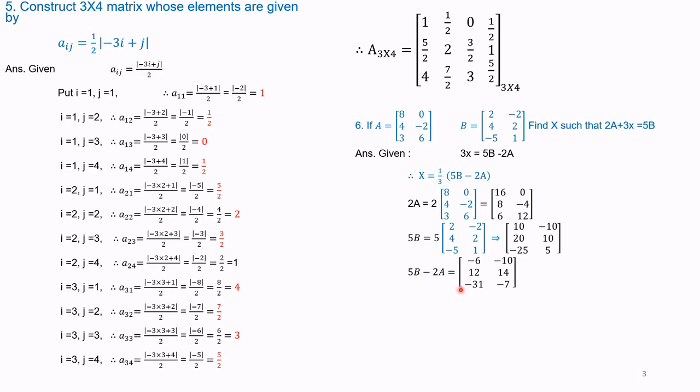Now, we have to find 3X. Therefore, X will be equal to 5B minus 2A divided by 3. So, we have to divide this matrix by 3. Hence, all the elements should be divided by number 3. Therefore, it is minus 6 by 3, minus 10 by 3, 12 by 3, 14 by 3, minus 31 by 3 and minus 7 by 3.